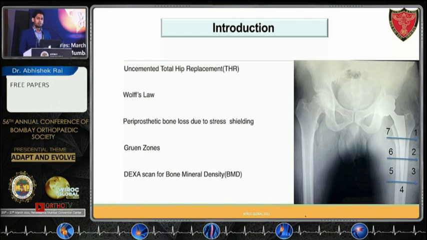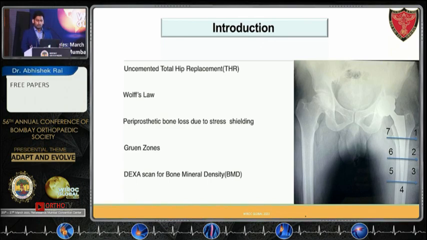So the uncemented total hip replacement is the implant and/or the prosthesis of choice in the modern era for hip pathologies. As per Wolff's law, the bone remodels according to the stress applied on it. So whenever we insert a proximal femoral prosthesis, the proximal femur gets bypassed and the weight of the body is transferred distally, leading to periprosthetic bone loss due to stress shielding.